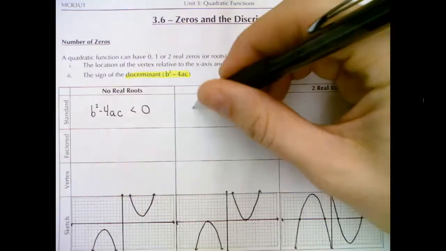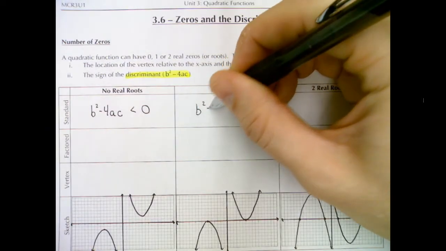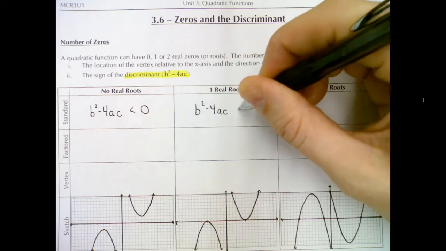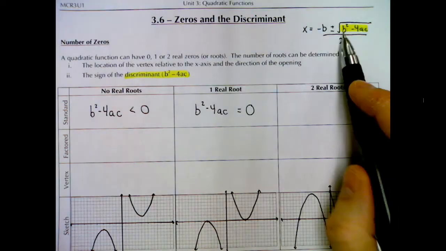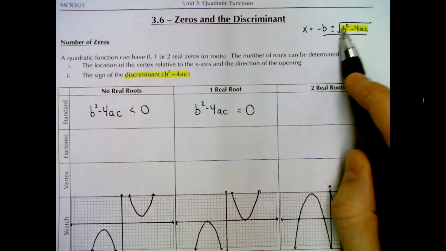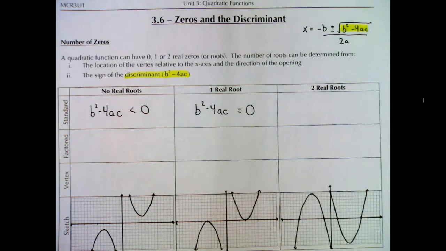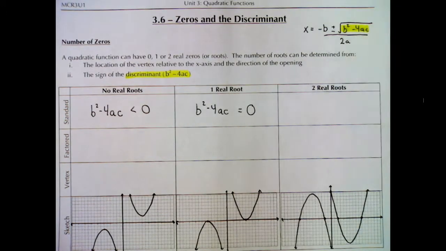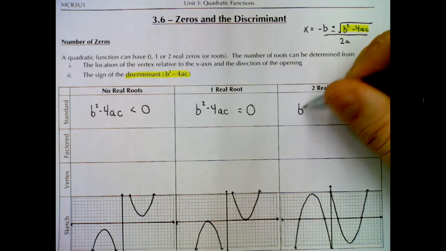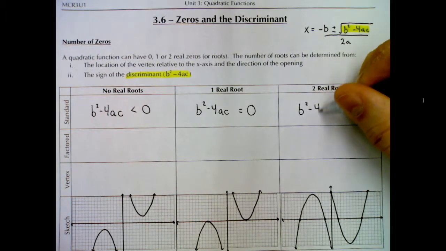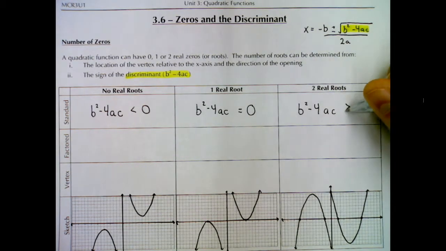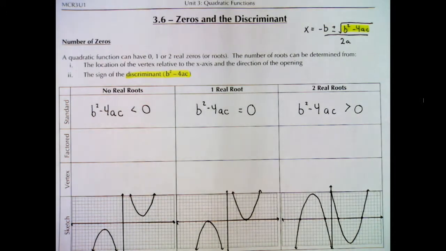To get the one real root, that's when the discriminant equals 0. And again, because if we square root 0, we get 0. Adding 0 and subtracting 0 give you the same answer, only causing one real root. And 2 is for any positive answer. So anytime the discriminant gives you a positive. So we can use the discriminant if we're given an equation in standard form to figure out how many zeros we're going to have.